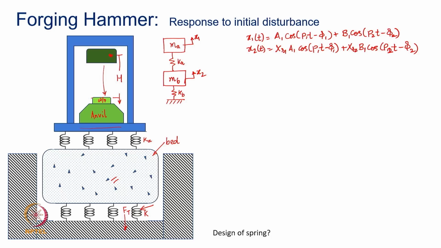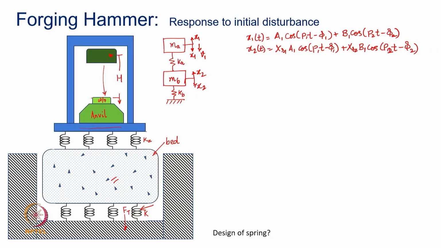So, in this particular case it makes sense to consider x1 and x2 positive downwards, and then there will be a velocity v1 at t equal to 0, which you can find out. Of course, the lower bed is not subjected to any initial displacement nor initial velocity, and the velocity is imparted only to the top mass.